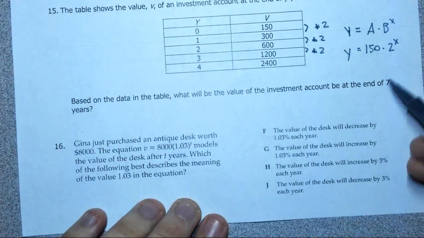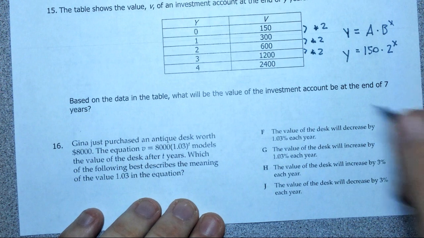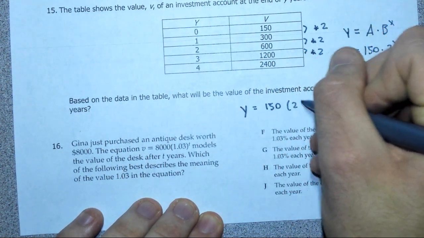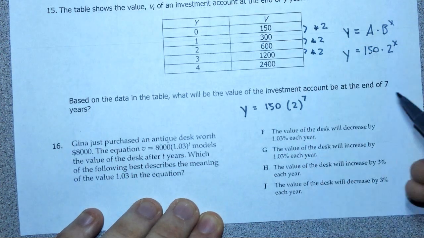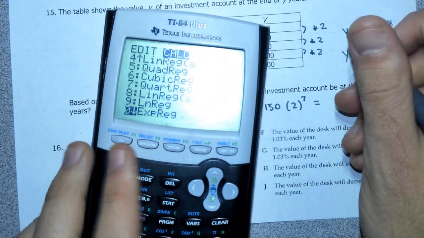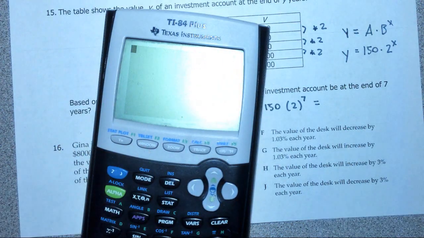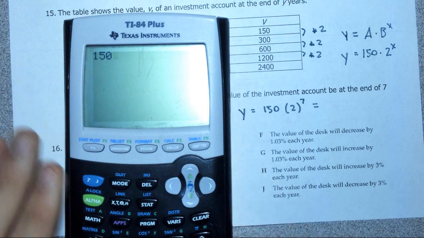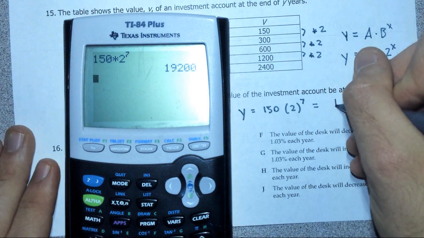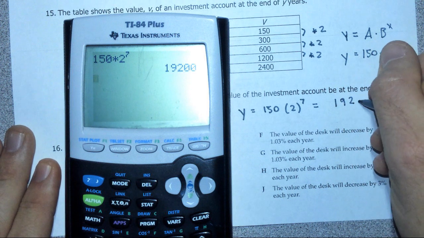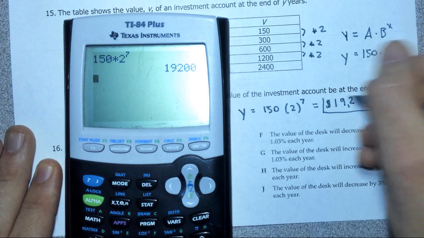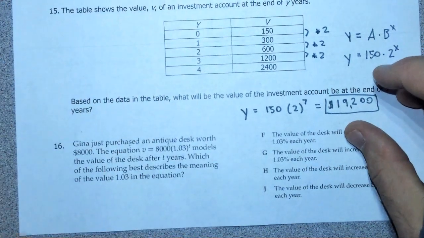This one wanted to know how much money I'll have after 7 years. So I have y is equal to 150 times 2 to the 7th power, because 7 is my years. I can plug this into my home screen now that I don't have any x's. 150 times 2 to the 7. Wow, that's a lot of money. 19,200. So I have $19,200 after 7 years. Bam!